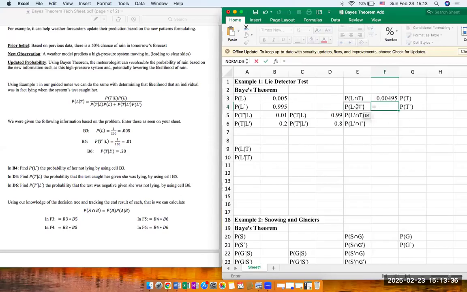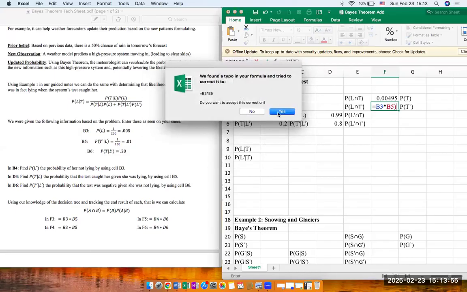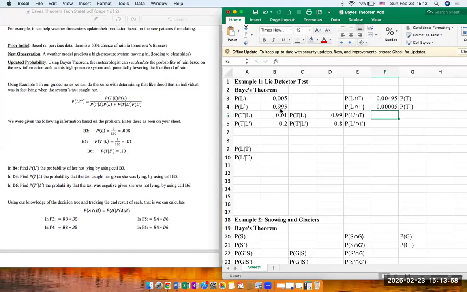Now we can do it again. The probability that we're lying times the probability that we lied, but we did not in fact get caught. That would be right here. We lied, but we didn't get caught right here. And again, it says B5. Yes, I accept that correction. There we go. And again, we should be seeing these percentages all over again from your notes. So if those are looking similar, that's why.